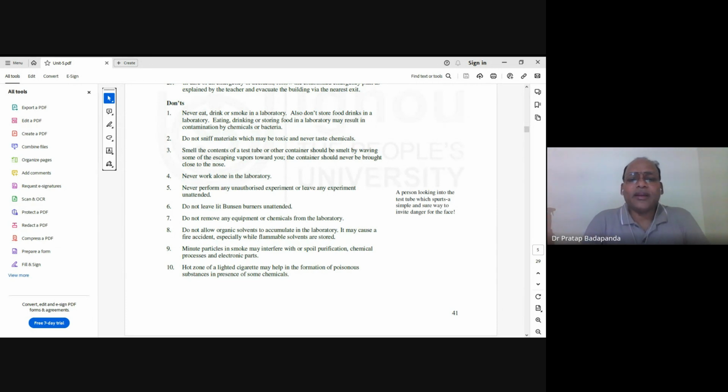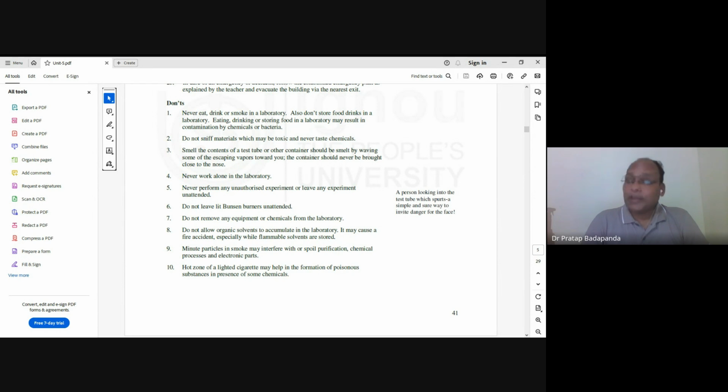Never perform any unauthorized experiment, and never leave any experiment unattended. Okay, this is important. Don't do any kind of unauthorized experiment, like what I told you, some students add some chemicals to see what happens. But that might create damage. Don't leave lit Bunsen burners unattended. This is another thing. Don't remove any equipment or chemical from the laboratory.